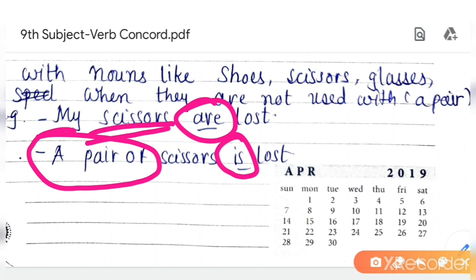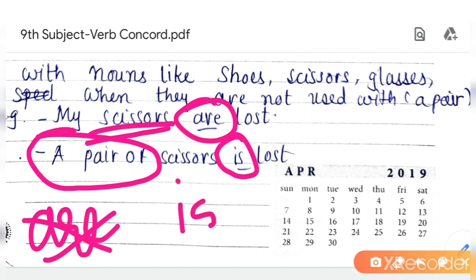2000 rupees are a good sum. Now can you find out the mistake? If you understood this chapter properly, then you can find it. What is the mistake in this sentence? Here "are" is used. It is wrong. We will use "is".